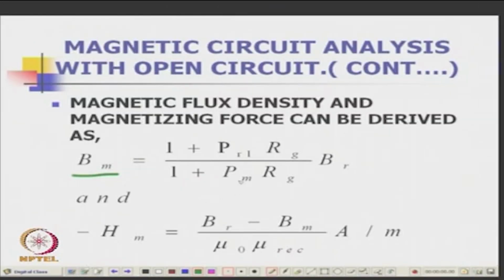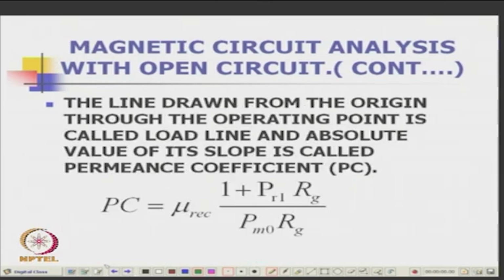So, we have the magnet flux B m given as a function of the remnant flux B r, okay, 1 plus P r, this is basically solving that circuit, okay, and minus H m, that is the magnet intensity inside the magnet is B r minus B m into mu naught into mu recoil amperes per meter. Okay, this is what is known as the permeance coefficient, which is mu recoil into 1 plus P r 1 R j over P m naught R j. I think these are all derived from the circuit. I wish we had time to do that, but I would request you to read this.